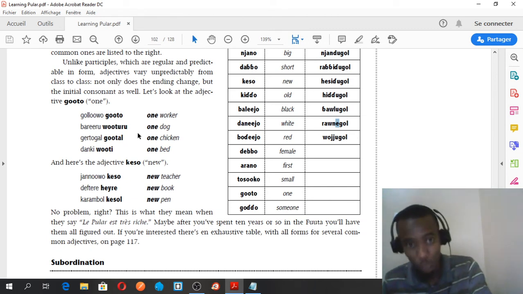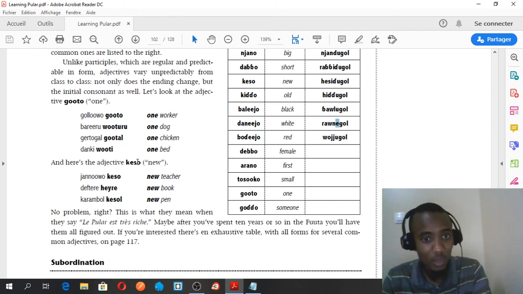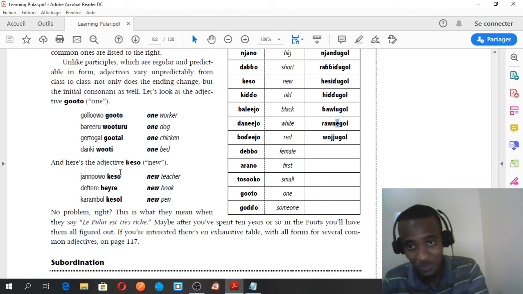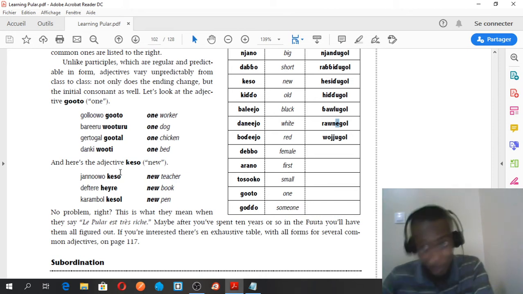The adjective keso means new. Jannowa keso. Deftere heire, karambol kesol, janno kesol, debbo kesol, and your wife, here debbo meaning wife. Deftere heire, karambol kesol. Karambol, you remember?